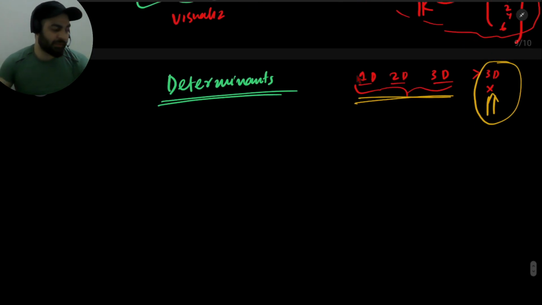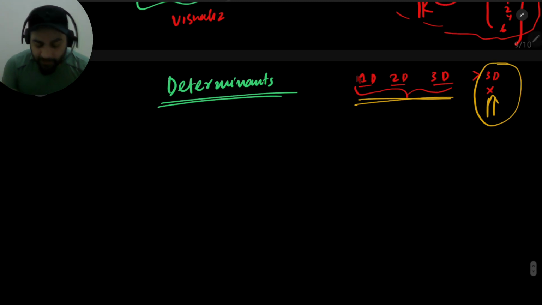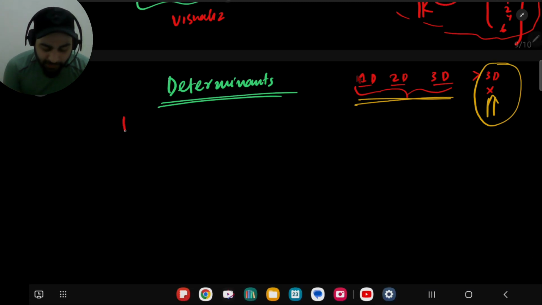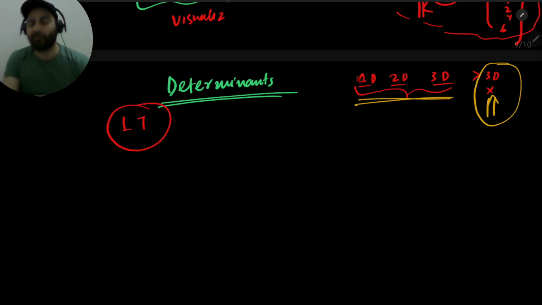Now let's go on to the determinants. This is also linked to linear transformation. That's why I told you upfront that linear transformation is a really important topic to understand. If you understand linear transformation, your whole algebra journey will become really easy. So what are determinants?